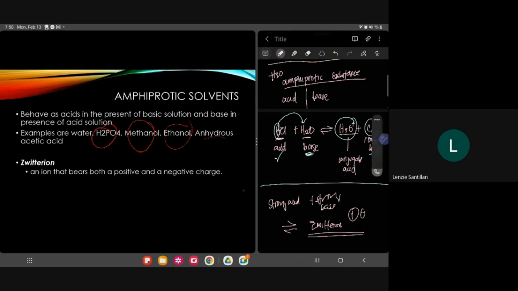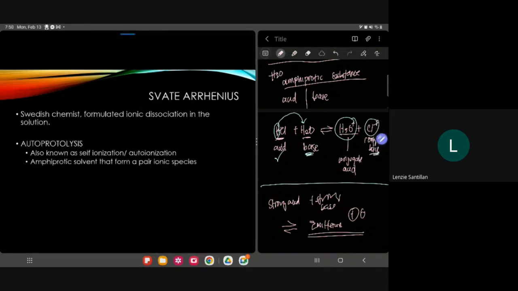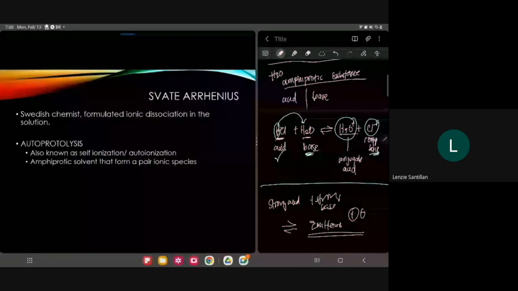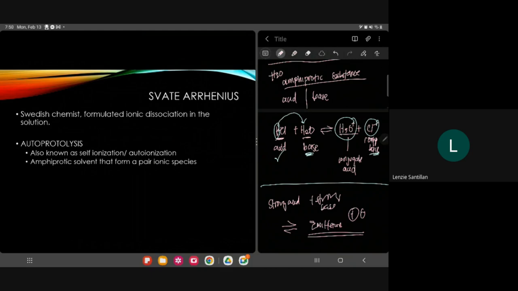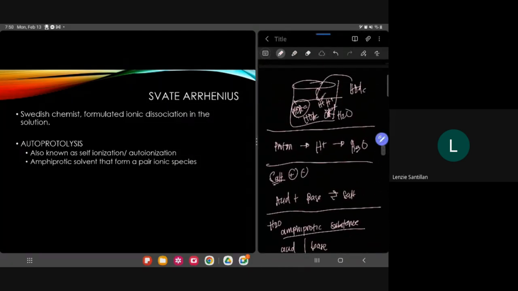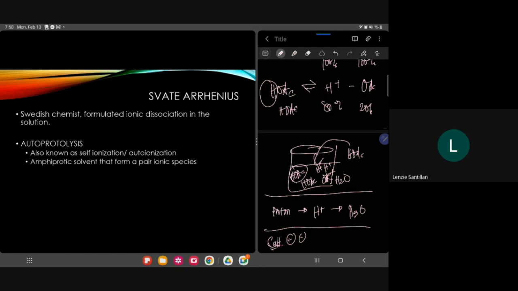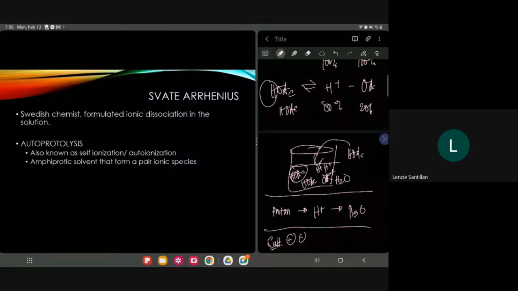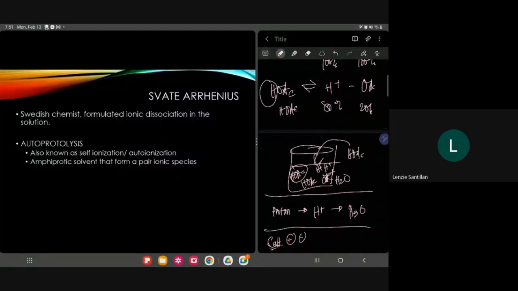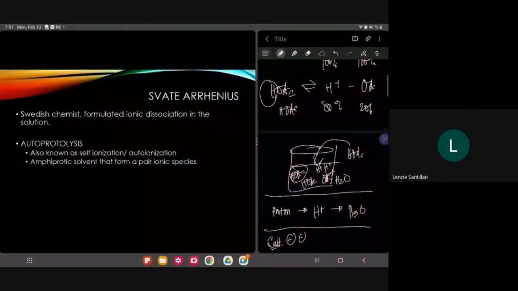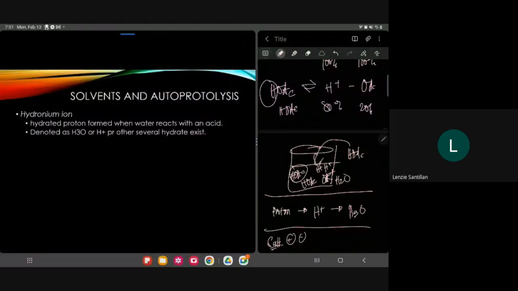Okay, next. Okay, so we also have Arrhenius, which is a Swedish chemist who formulated ionic dissociation in the solution. So yung ganitong klase ng dissociation natin in water like this one, or yung autoprotolysis, also known as self-ionization or autoionization, they are amphiprotic solvents that form a pair of ionic species. So autoprotolysis yung nangyayari doon. Even without the presence of water, kaya niya mag-dissociate or mag-behave like they are being dissociated by water. So, meron tayong solvent and autoprotolysis.